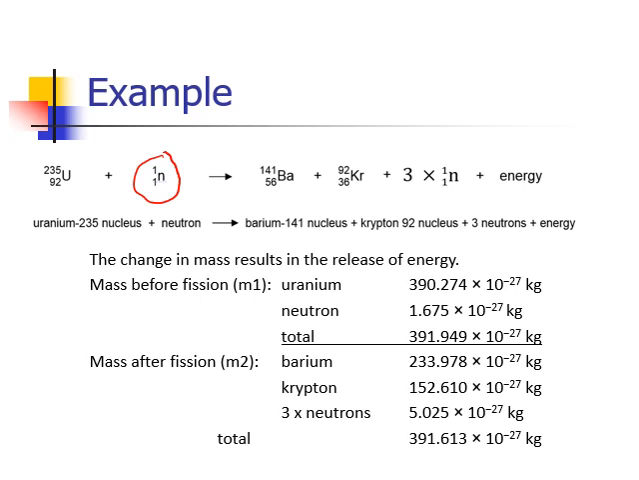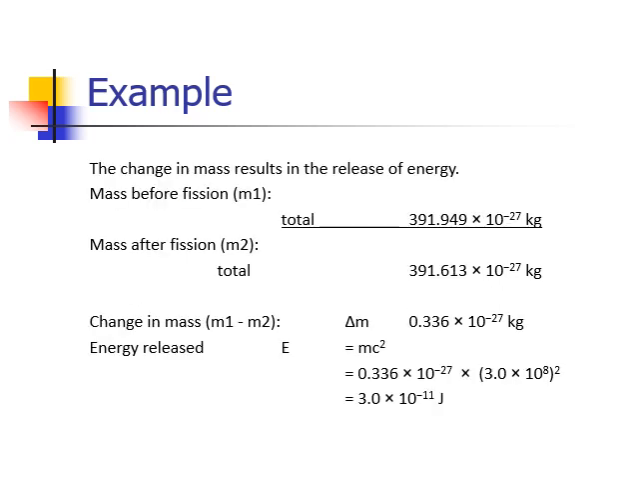So we have two masses, 391.949 and 391.613 times 10 to the minus 27 kilograms. What do we do next? Well, we take those two totals and we subtract the masses away from each other to get the difference in mass, delta M, and that is the m in the E equals mc squared.